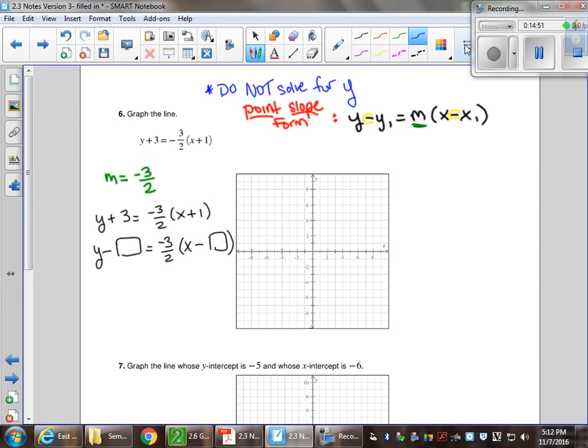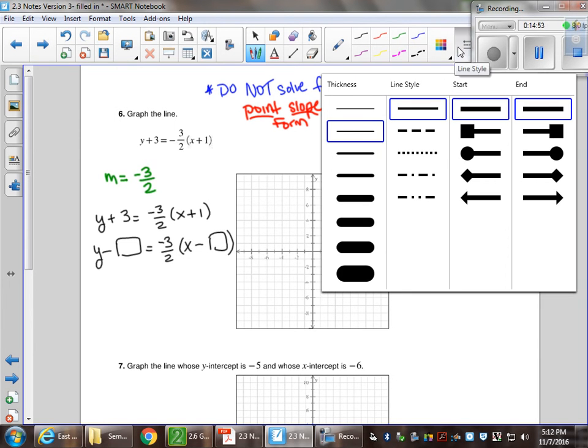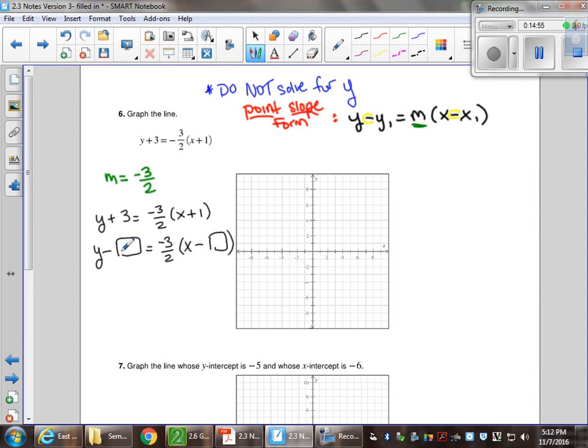So now let's fill in the boxes. y minus what would give me a +3? Oh, right. Minus a minus becomes plus. They must have plugged in a negative 3. Here, minus became plus. They must have plugged in a negative 1 because, again, minus a minus becomes plus. So my slope is negative 3/2.